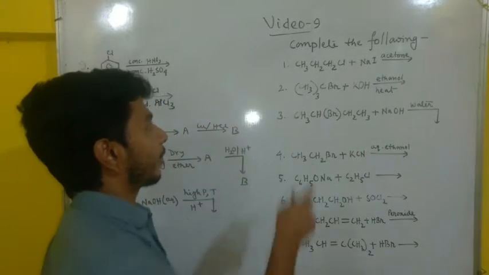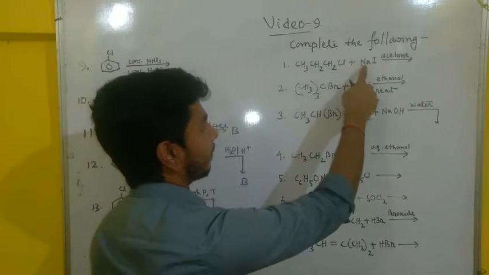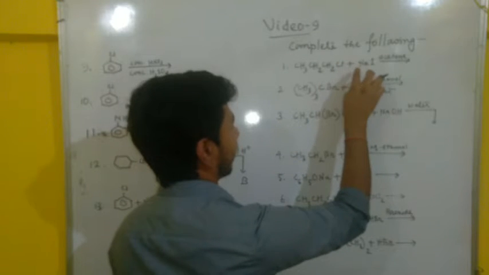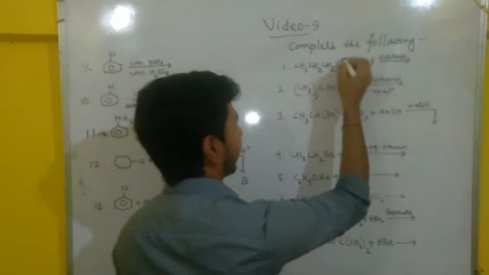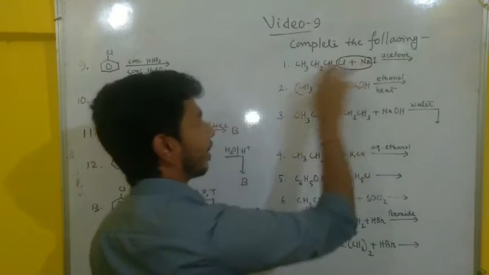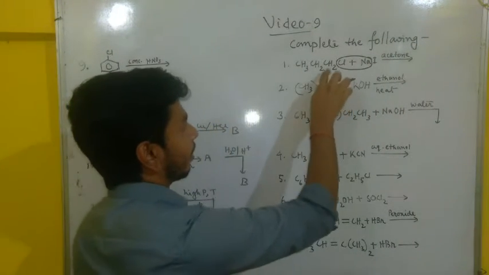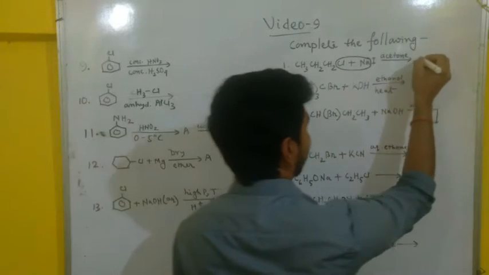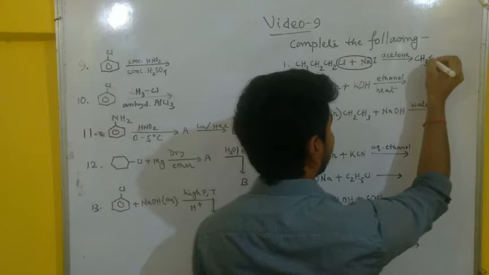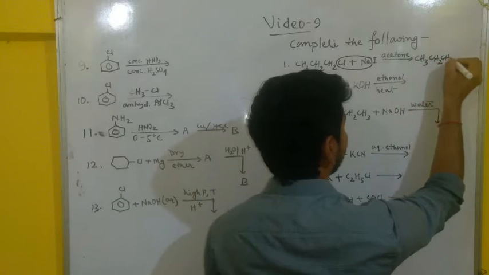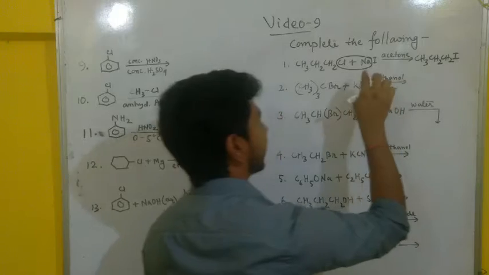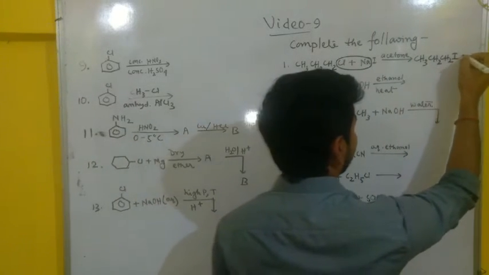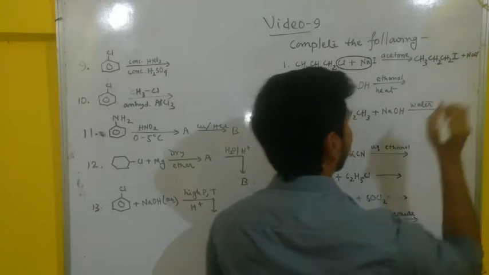So first reaction, CH3CH2CH2Cl plus NaI. What will be the product? Here Na and Cl, NaCl is removed. So now CH3CH2CH2 and it will be I. So the product is CH3CH2CH2I, and the side product is NaCl.